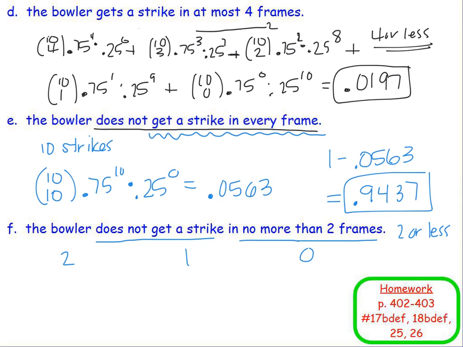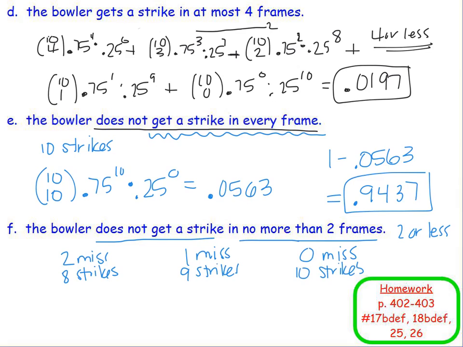But the focus is not a strike. The focus here is not a strike. So this is not 2 strikes, this is 2 misses. And this is 1 miss. And this is 0 misses. So it's kind of a backwards thinking. So we just got to figure out, well, how many does he make? Well, 2 misses means 8 strikes. 1 miss means 9 strikes. 0 misses means 10 strikes. So that's all we needed, was just to figure out the wording.